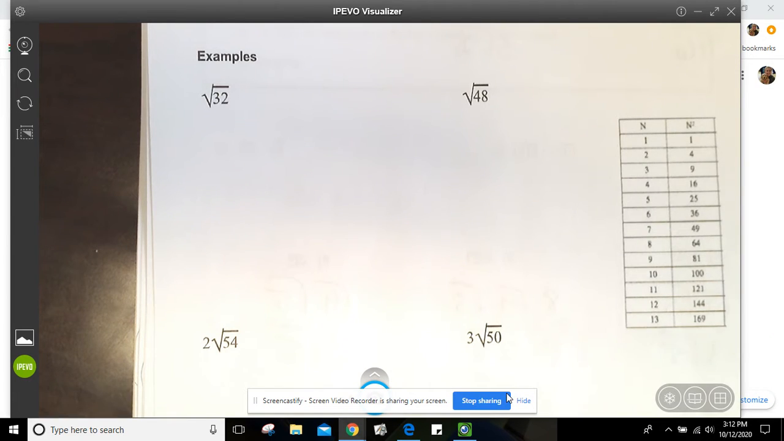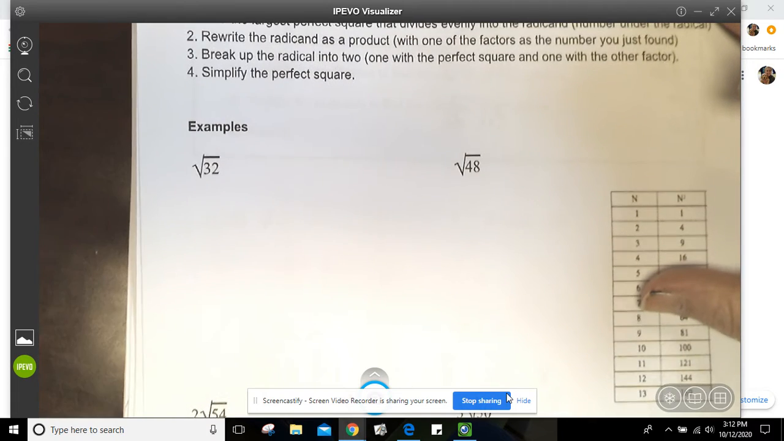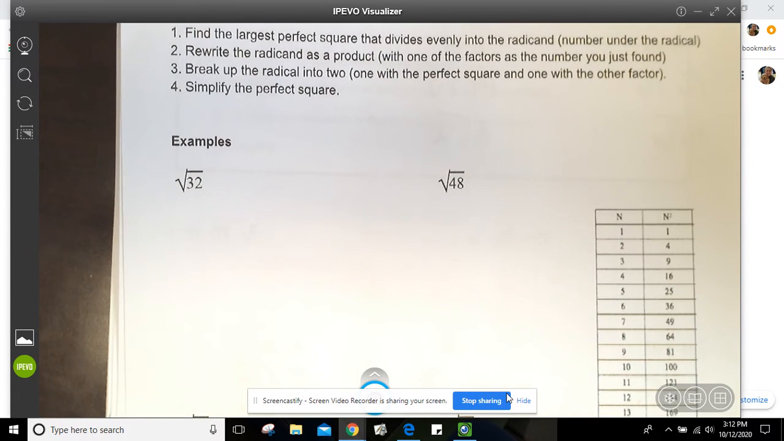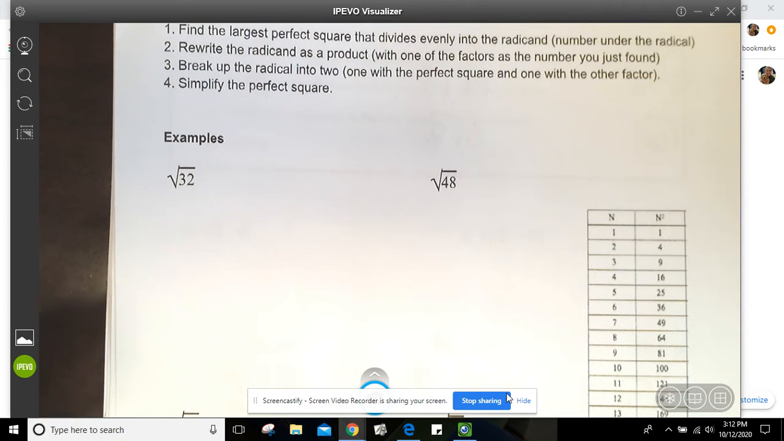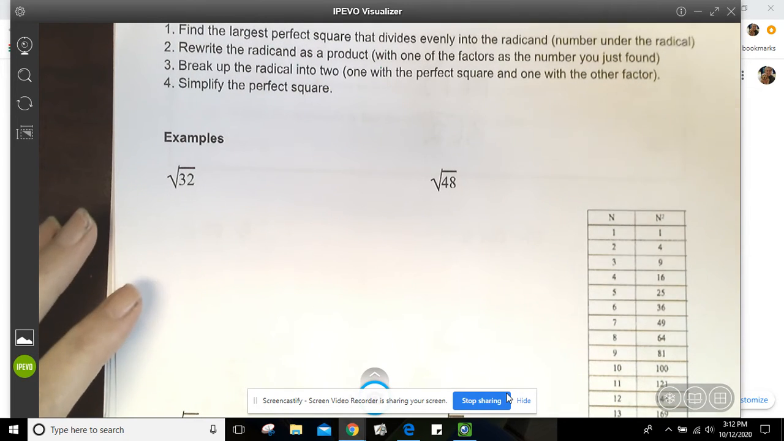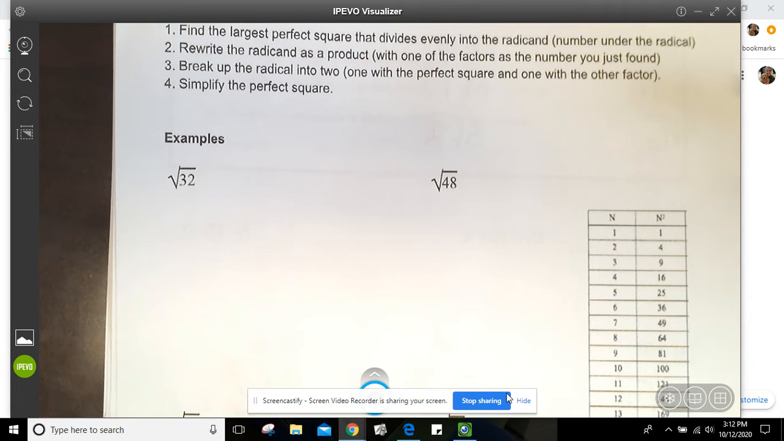All right, so we're going to be going over how to simplify square roots. You did do this in geometry last year and algebra, but we definitely have to be able to simplify when we're going to square by square roots. So step one is to find the largest perfect square that divides evenly into the number under the radical.